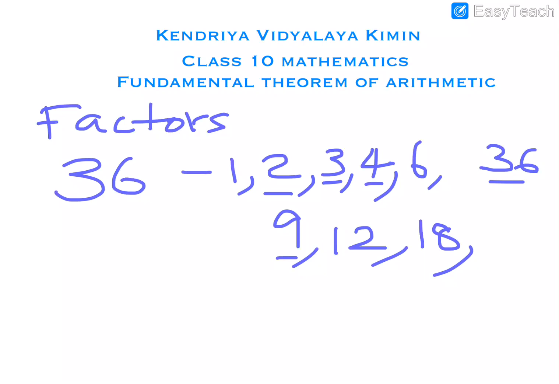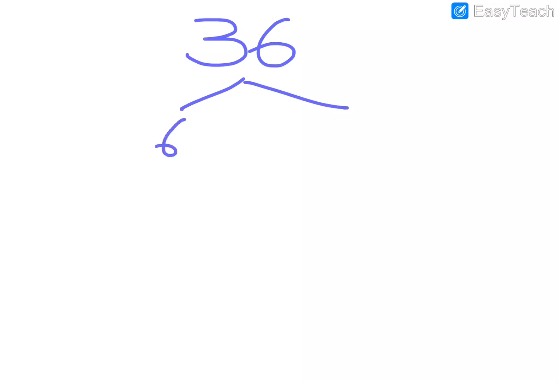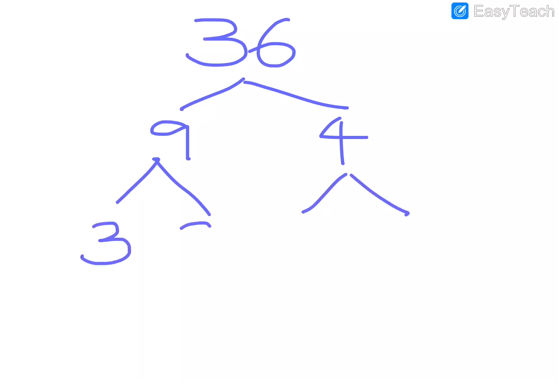Now we are going to learn factorization of the same 36. What is factorization? Factorization means writing it in the form of factors. Let us write this as 6 sixes are 36, or you can write 9 fours are 36. Now further we write this 9 as factors and 4 as factors. 9 we can write as 3 threes, and 4 you can write as 2 twos.